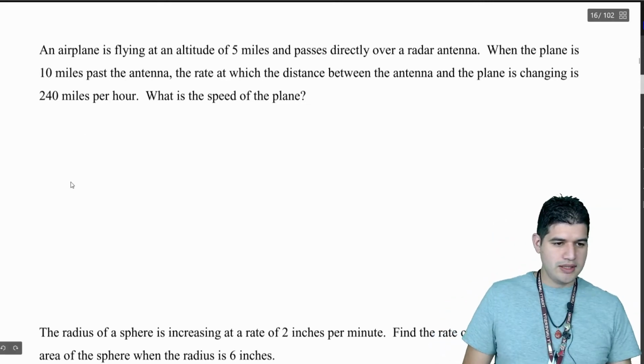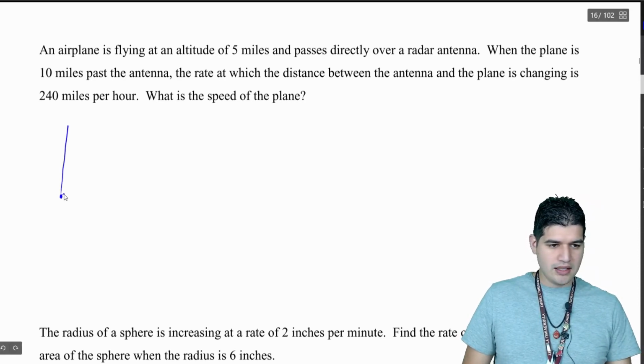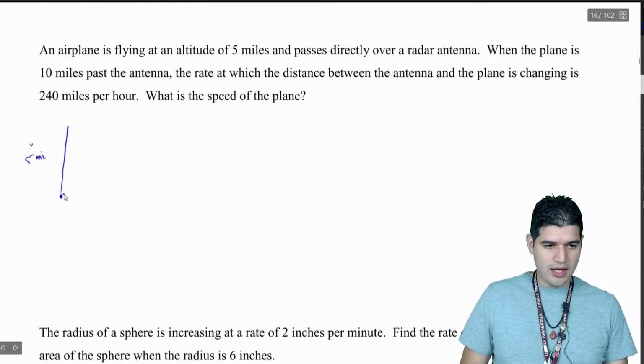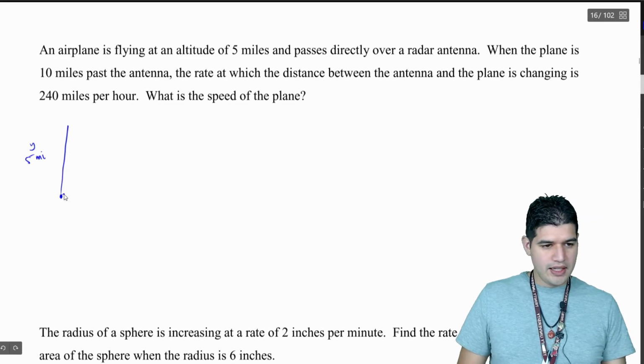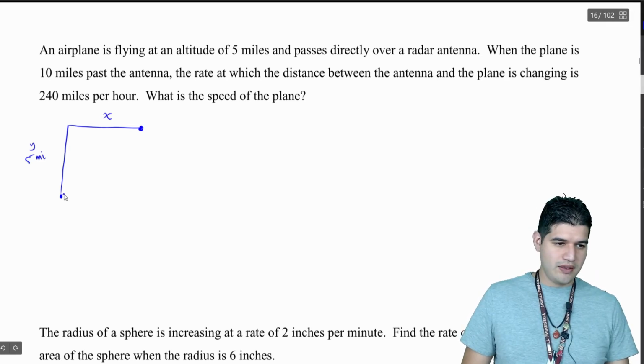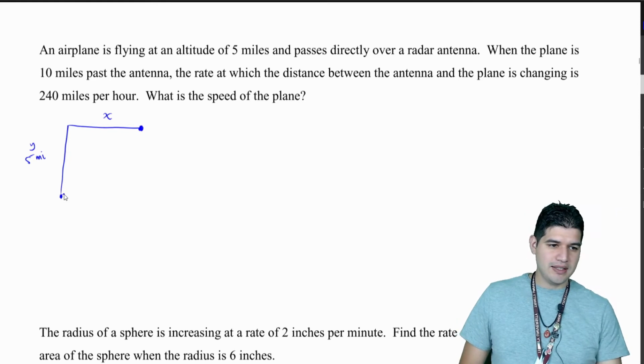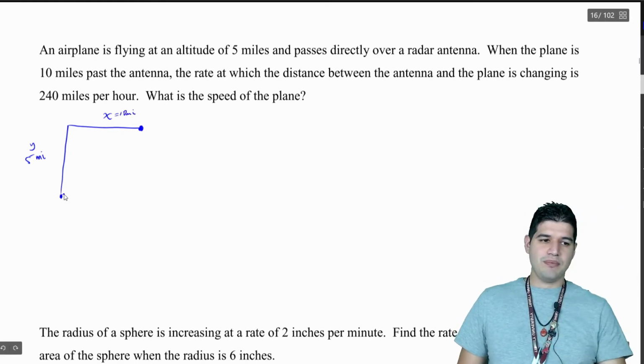Okay, let's see. Here's the radar antenna. We'll put that right there. And then we've got the height here. This is going to be 5 miles, and that's going to remain constant, so that's going to be y. Then we've got this x value here for our plane, so our plane is right there. When the plane is 10 miles past the antenna, this is 10, but that could change in the next instant, so that is not remaining constant.